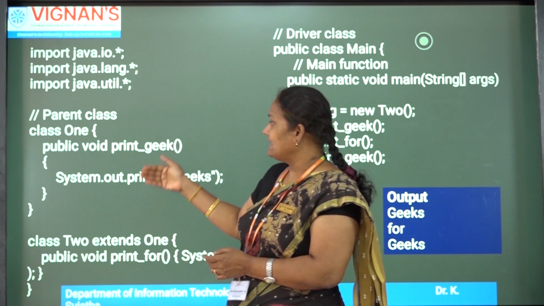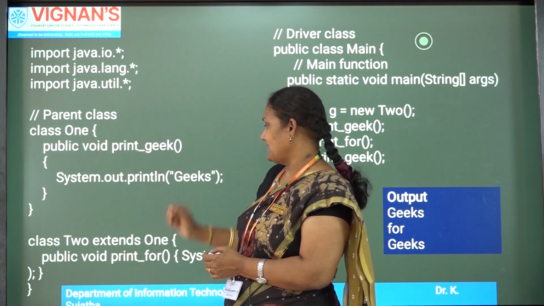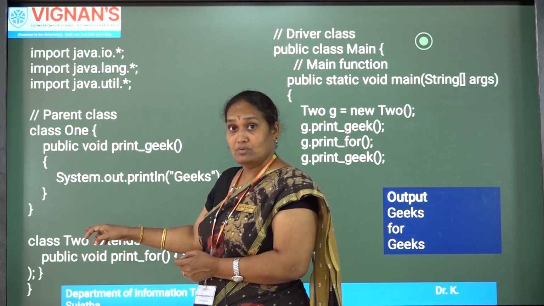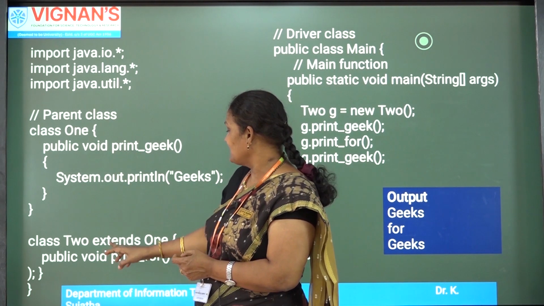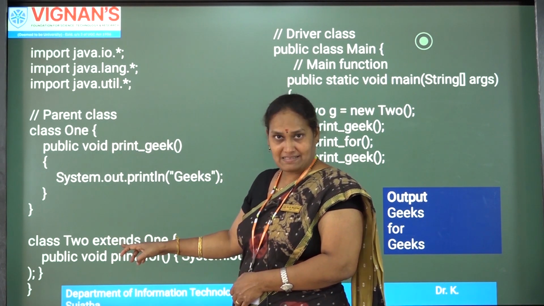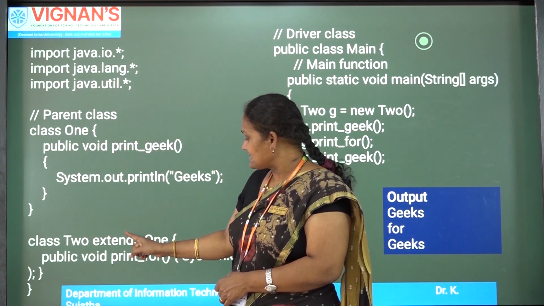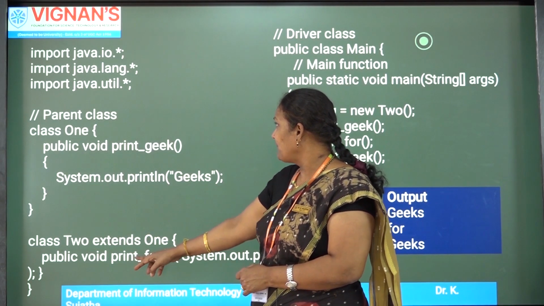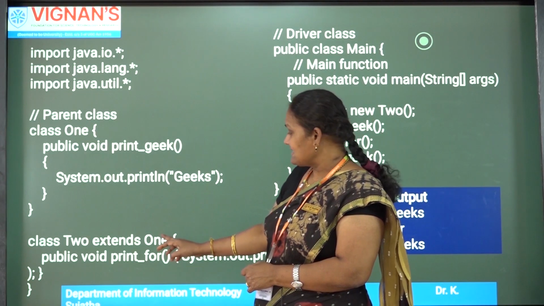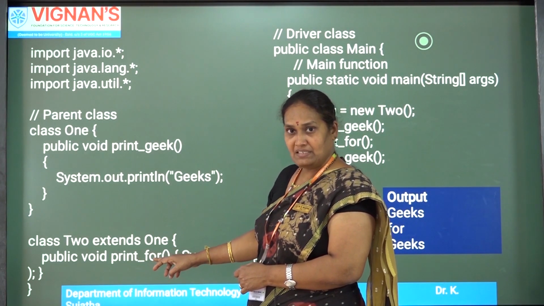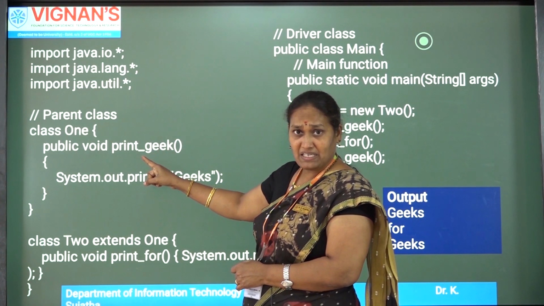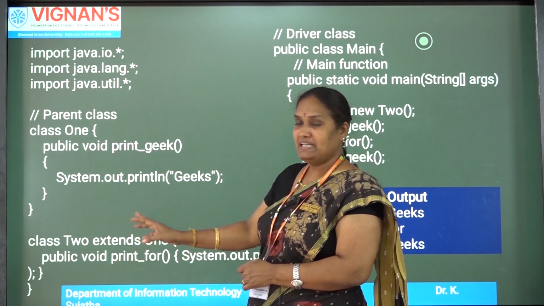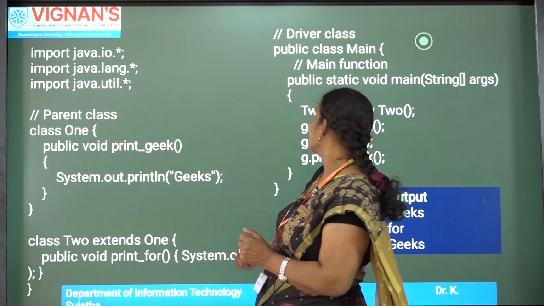Now I want to derive one new class from this superclass. Here you can see I have defined another class, two. I want to derive this class from the old class, which is why we have used the keyword extends: class two extends one. Now this class also has a method named printFor. It has a print statement which prints the word for.